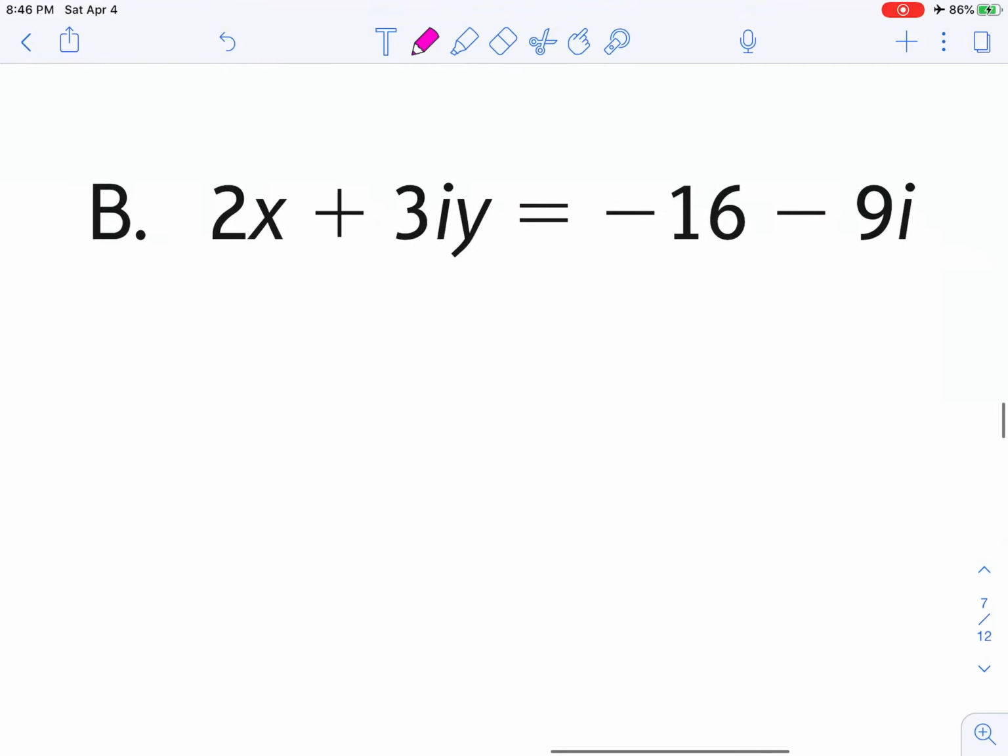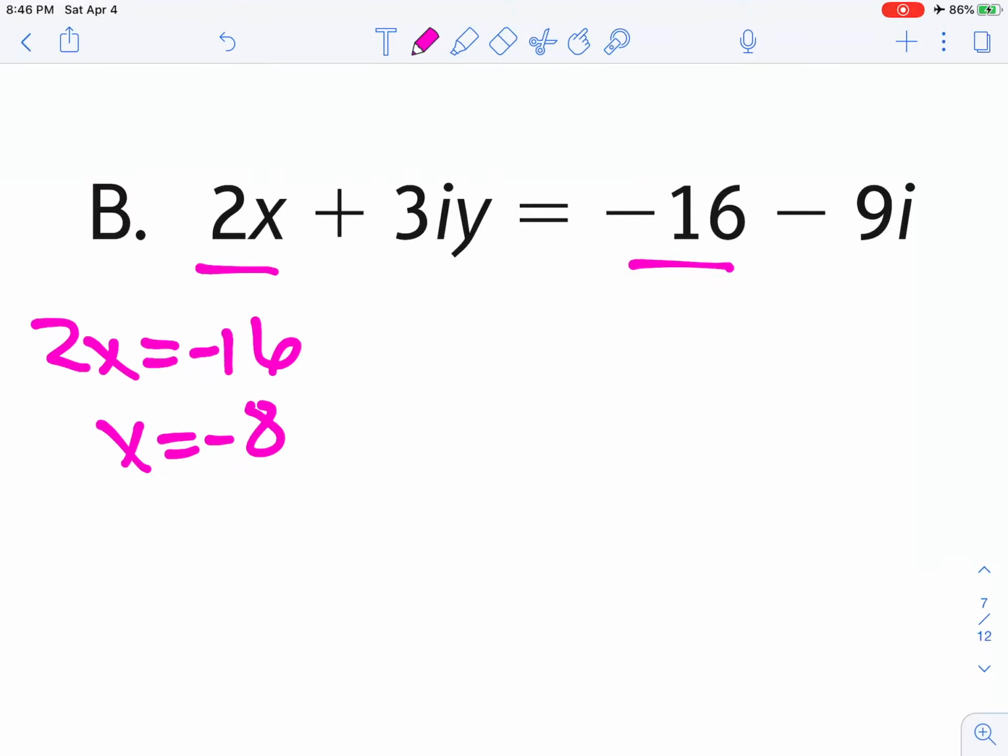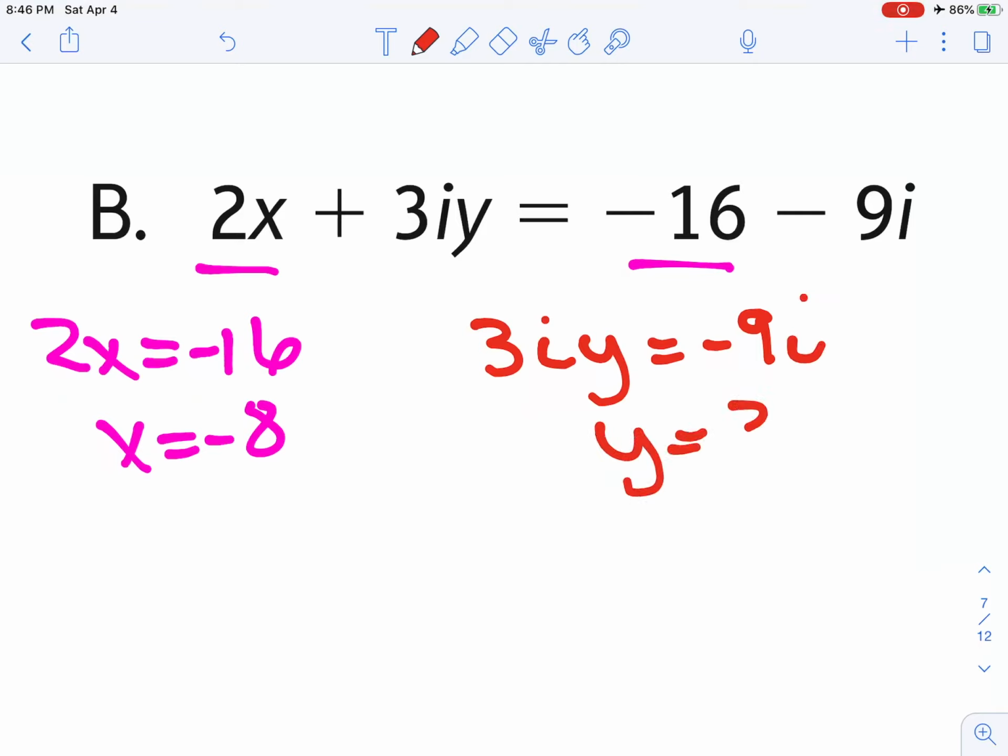So let's do the next one. So I take these and I set them next to each other, or set them equal to each other. And I solve. Then I take the imaginaries and I set them equal to each other. Oop, I forgot the negative.